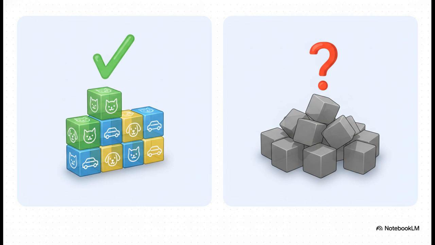So yeah, supervised learning works great if you have all that nice, clean, labeled data to start with. But what happens when you don't? What if all you have is just a giant, messy pile of information with absolutely no labels? What do you do then?